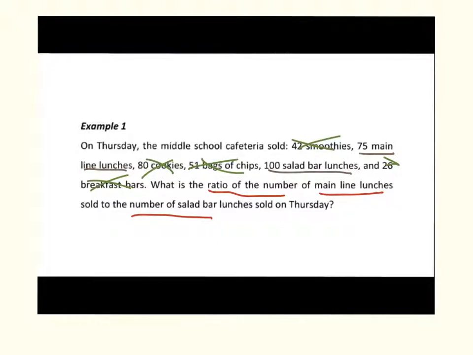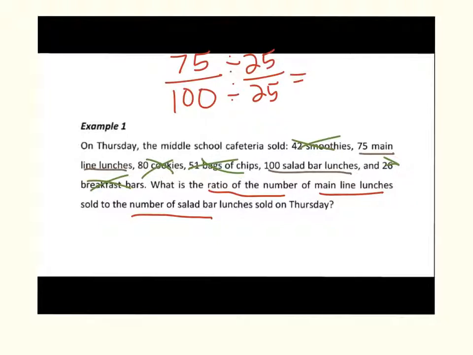So let's write our ratio. I notice that 75 needs to be my front term, and the multiplicative relationship will be to 100. Now we can reduce our ratio and simplify it by dividing by our greatest common factor of 25, which ends up being 3 to 4 as my final ratio of mainline lunches sold to the number of salad bar lunches sold on Thursday.